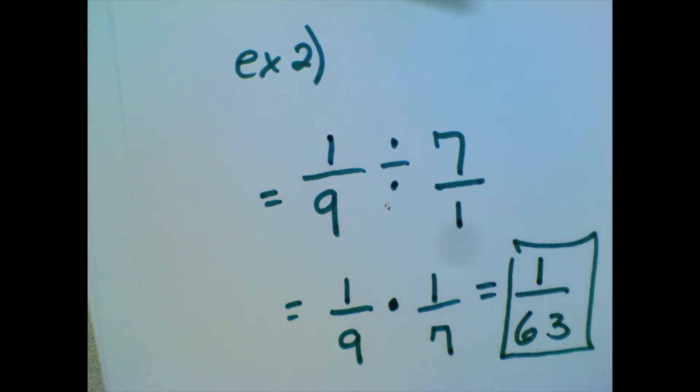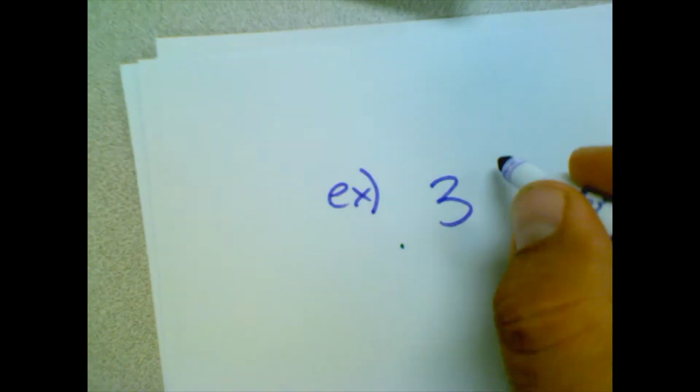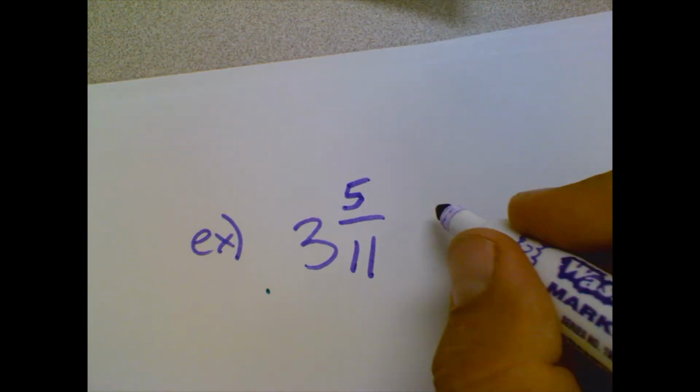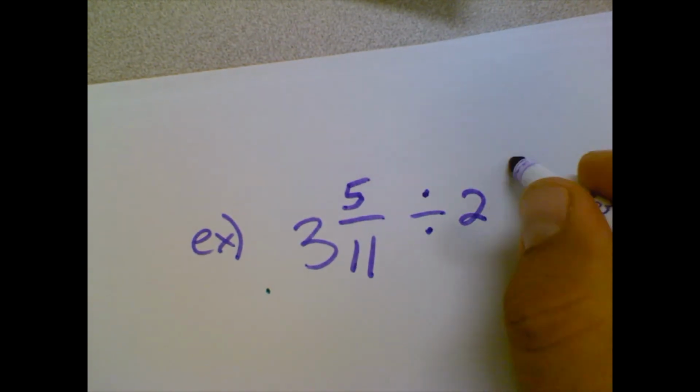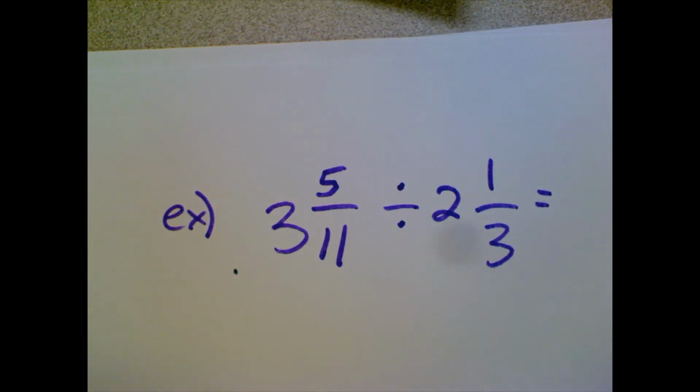Okay? Let's do one more quick. I know I said that was the last one, but when you're having fun, you've got to keep going, right? Let's say, for example, I had 3 and 5/11 divided by 2 and 1/3. Okay, so now all of a sudden we have mixed numbers we want to divide, which is fine.